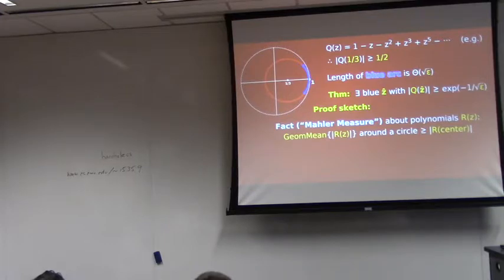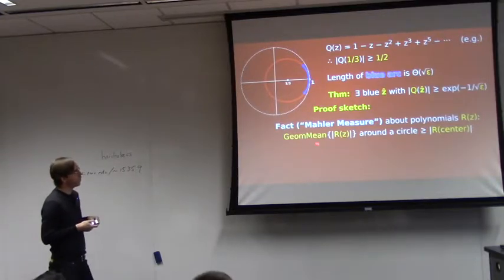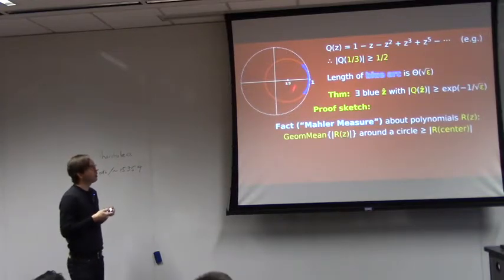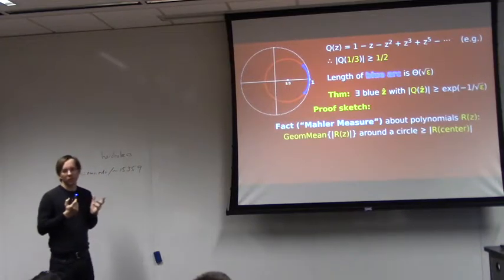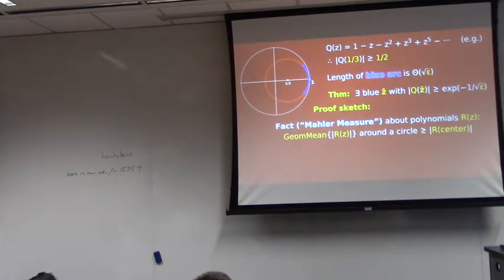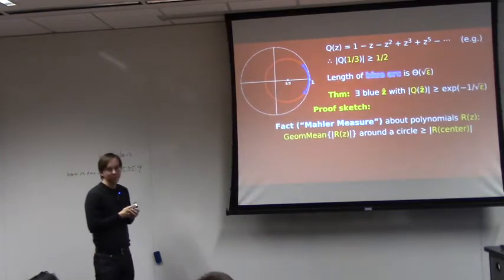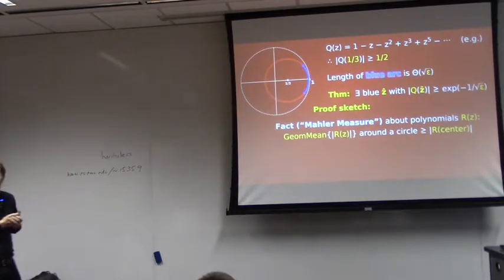It goes under the name Mahler measure. And it says the following. Whenever you have a circle in the complex plane and a polynomial, the geometric mean of the magnitude of the polynomial's values around the circle is at least the magnitude of the polynomial at the center of the circle. There are all these facts about complex numbers that are cool, and I guess this is one of them. Is the circle important there? Yes, the circle's important.